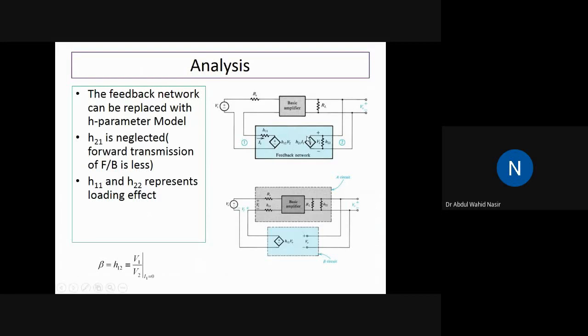So if you remove this H21 I1, it will be open. You can see there is no H21 I1, and now when you remove that, what are the entities that will be left in the feedback network? You will be having H22, then H12 V2, and H11.